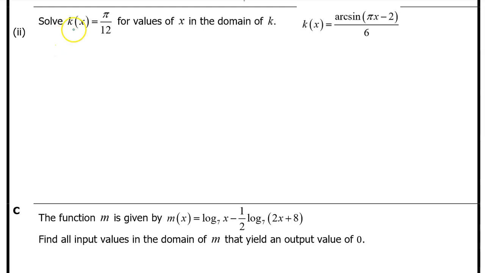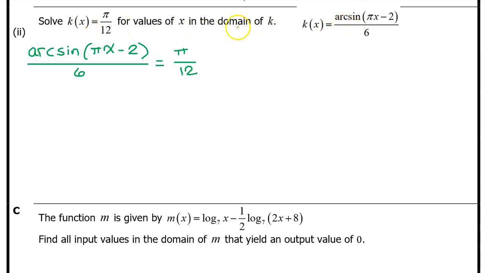B part 2. Solve k of x equals pi over 12 for values of x in the domain of k. Setting k of x equal to pi over 12 gives us this. We just need to solve this equation for x. Let's start by multiplying both sides of the equation by 6. On the left side, the 6's will cancel each other out. On the right hand side, we have 6 pi over 12, which reduces to pi over 2.